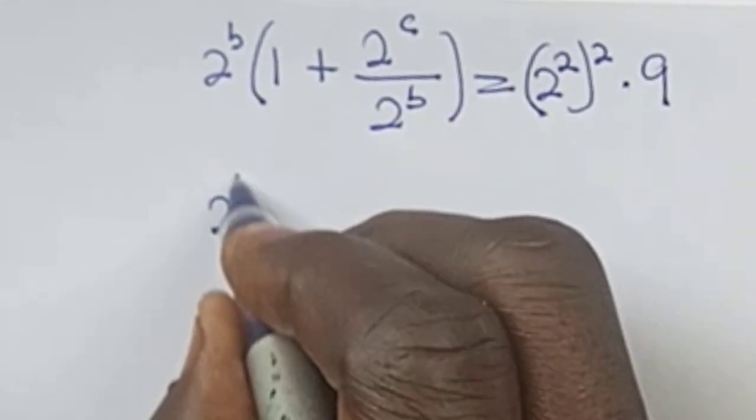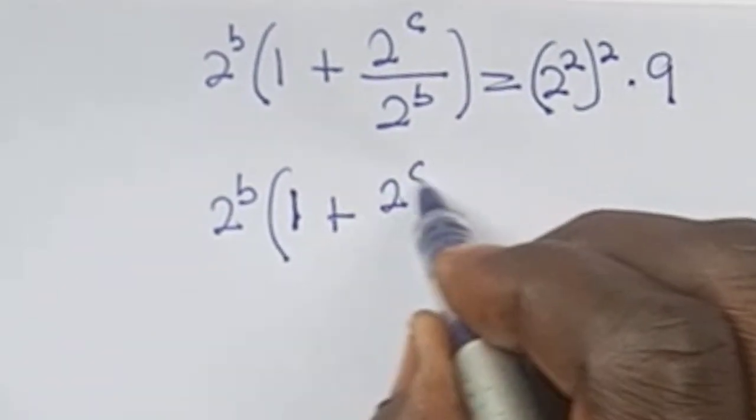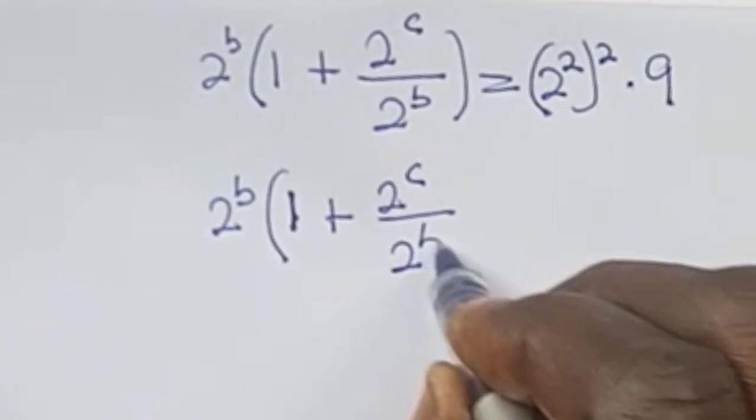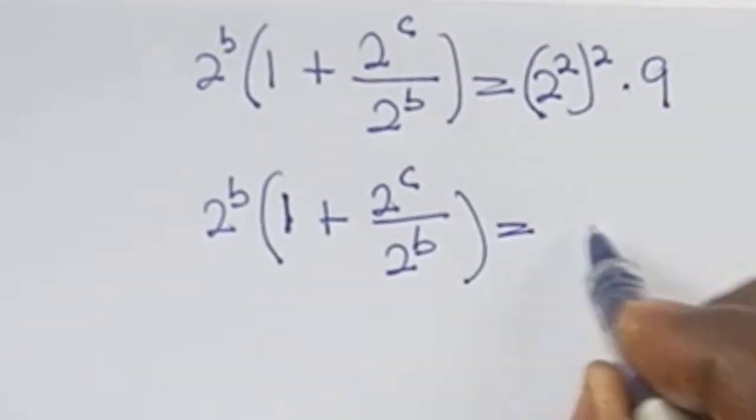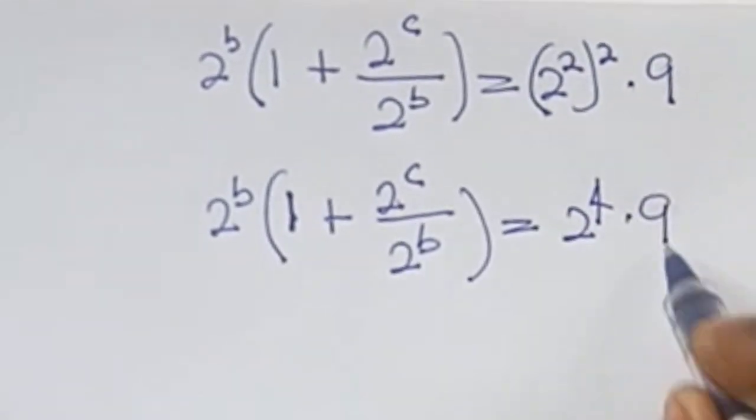So that 2 to the power of b into 1 plus 2 to the power of c over 2 to the power of b equals to 2 to the power of 4, 2 times 2, 4 times 9.